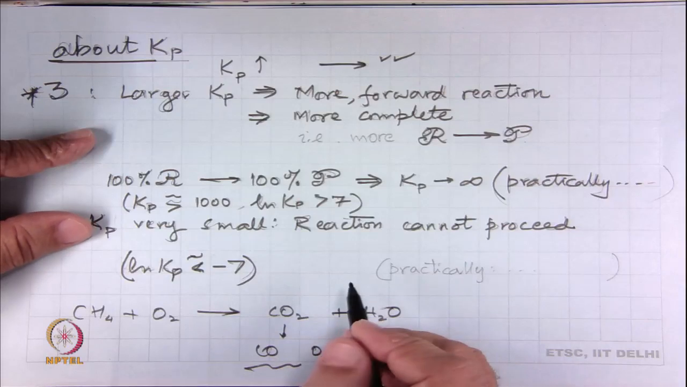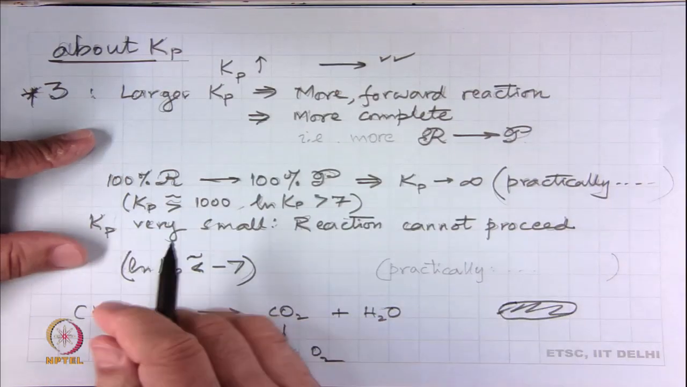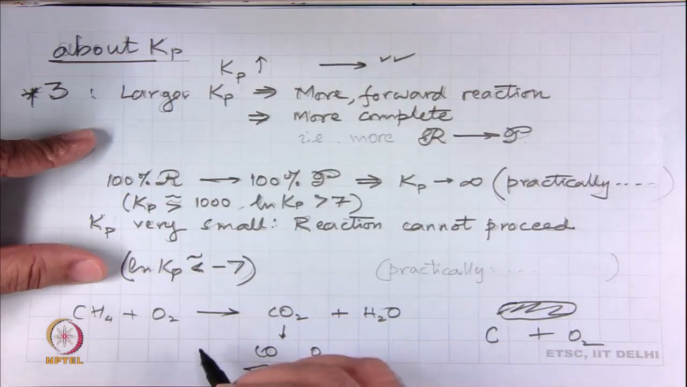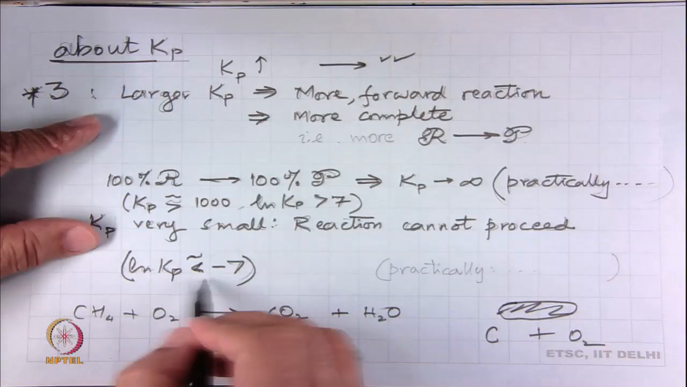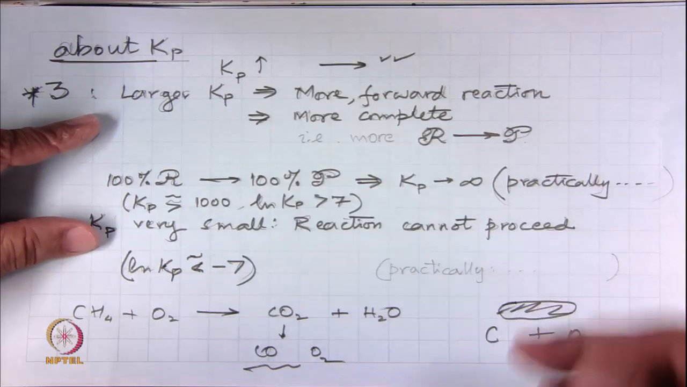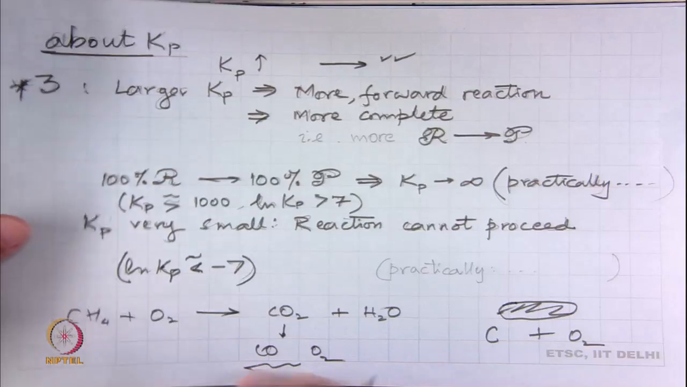This would be an example where we take a piece of carbon and keep it in the atmosphere, and we say, look, I have carbon, I have oxygen in the atmosphere, is this reaction taking place? Well, the answer is yes, but because K p is very, very small, the reaction produces an equilibrium amount which is very small, and it is not going to proceed much further than this.